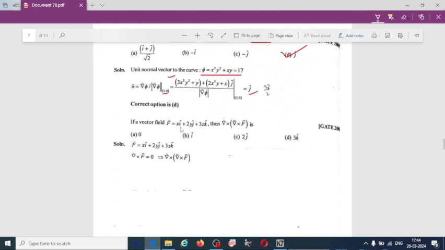If vector field F is equal to the given equation, then the curl of F, obviously, if you know some rules you can easily solve here. So the curl of F is 0.